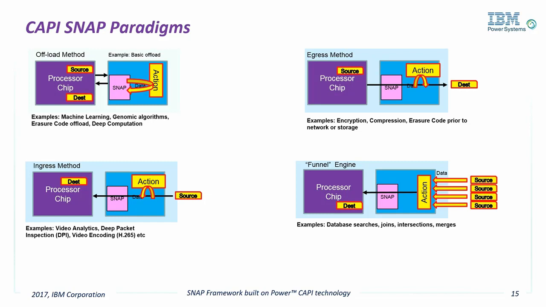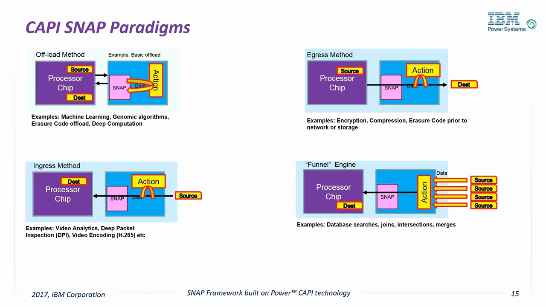With all the source and destination possibilities under CAPI Snap, we define 4 basic paradigms that show how your data can flow. The first paradigm is the offload engine. In this mode, your source and destination are both host memory. The application calls the action, and the Snap infrastructure sends the data to the accelerator. The action performs the function, and then Snap returns the data to the specified destination. In both cases, the source and destination come from host memory.